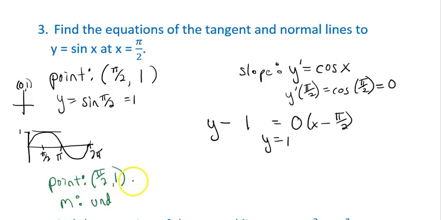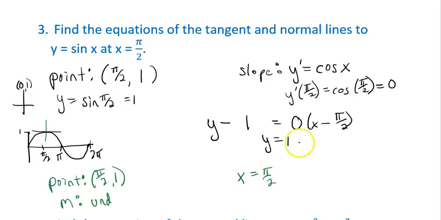And now you have to think to your toolbox functions, what kind of line has an undefined slope? Or think about my graph. If I did a vertical line right there, what would that equation be? And that would be x equals pi over 2.